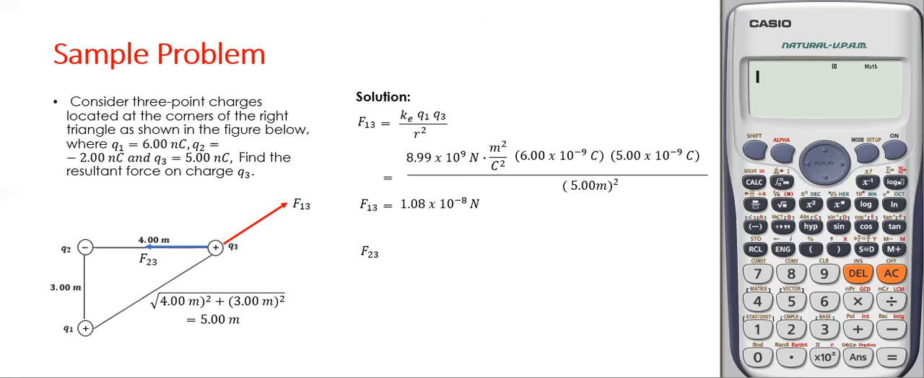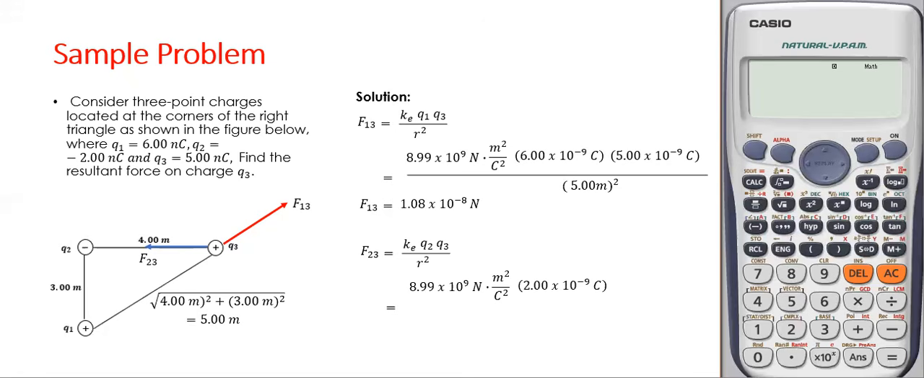For the magnitude of force F2 to 3, that is equal to Ke times charge Q2 times charge Q3 divided by the distance between Q2 and Q3. Okay, now plug in the values. We have 8.99 times 10 raised to 9 Newton meter square per Coulomb squared, multiplied by 2 times 10 raised to negative 9 Coulomb for charge Q2. Again, absolute value po yung gagamitin natin.